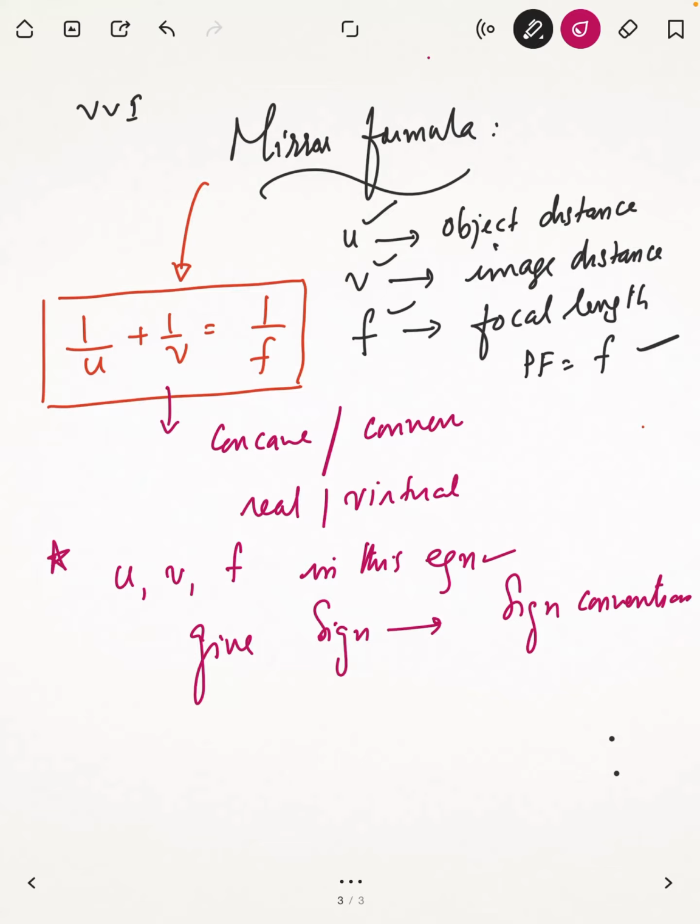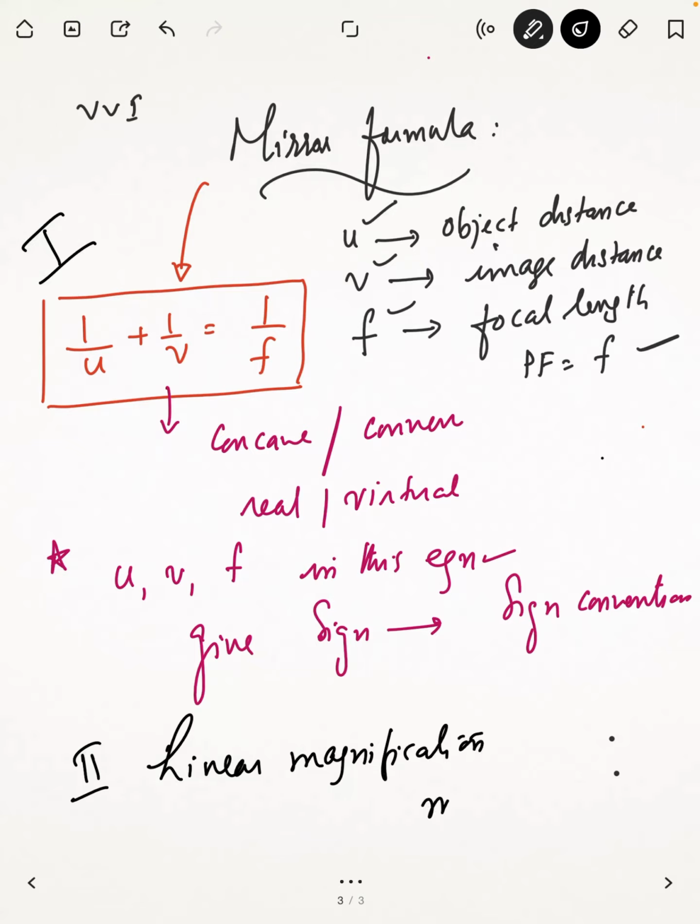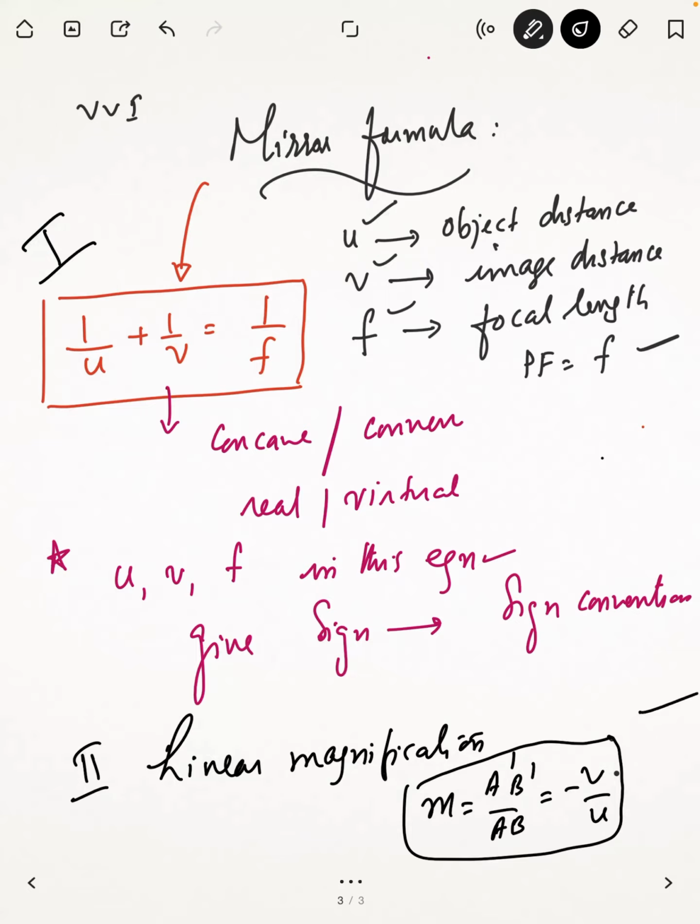Last class we have seen magnification. I think all of you remember what is a magnification, linear magnification of the mirror. So this is the first equation you have to learn, and second equation is magnification. Linear magnification is given by m equal to a dash b dash divided by ab, size of the image upon size of the object is equal to minus v by u. This is another important equation. These two equations we have to remember, very important.